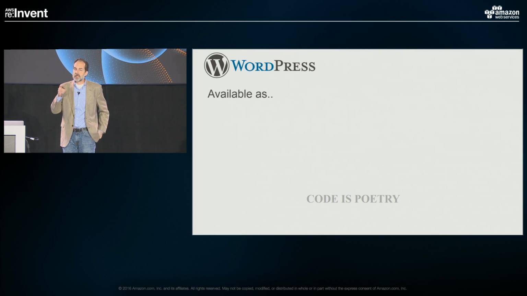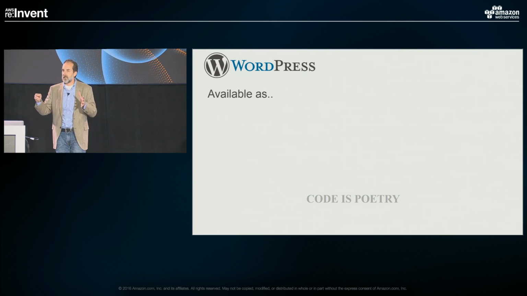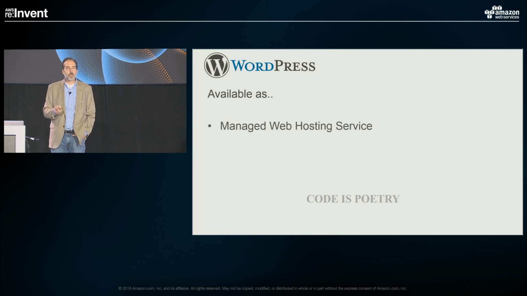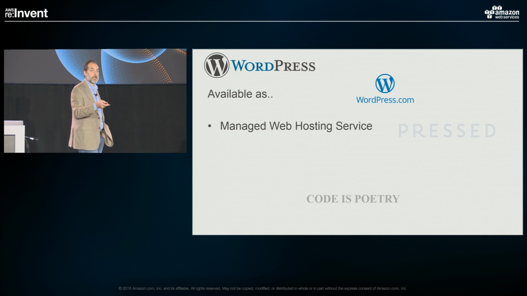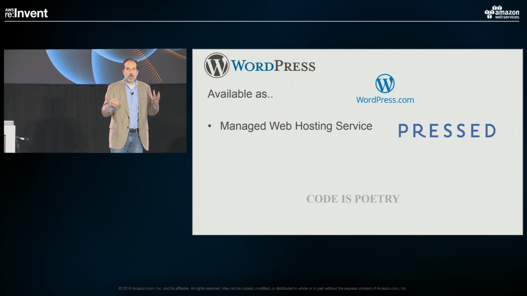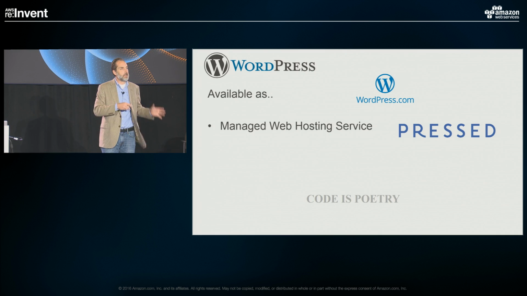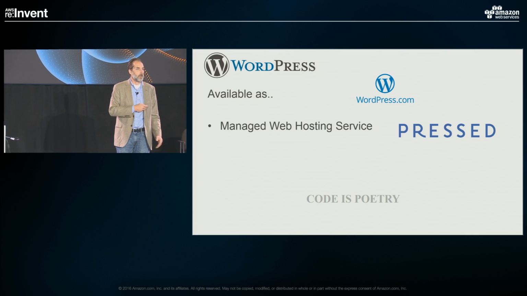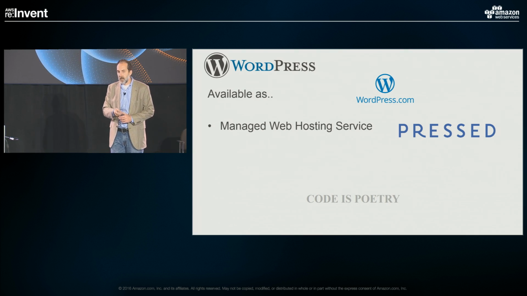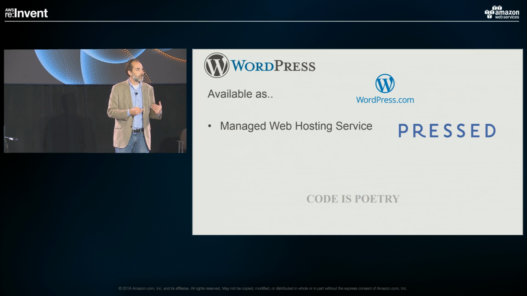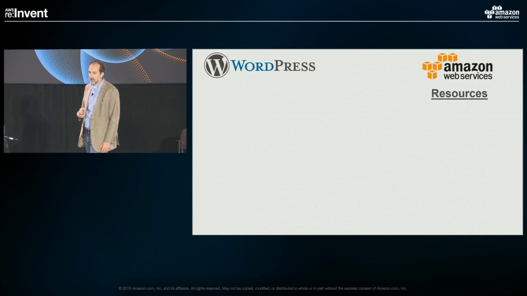WordPress is available in really two different flavors, in a sense. If you want to run a WordPress site, you can go to a managed provider. WordPress.com is one, Press.net is another. There's just two that I'm familiar with, but there's hundreds out there that will manage and basically provide the WordPress environment for you if you want to run your application there. The other way is to download the software from WordPress.org and run it yourself. So that's what we're going to do today.